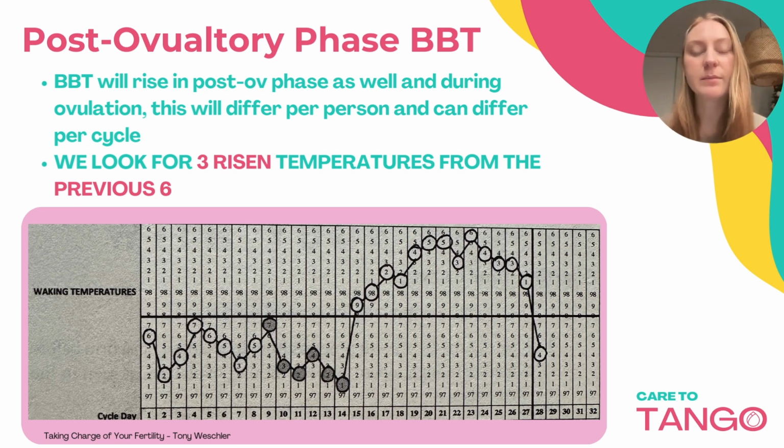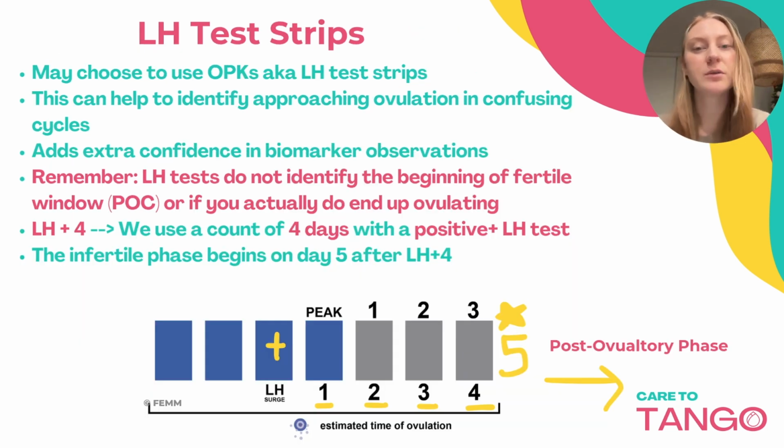But again, you need to match this up with your cervical mucus, your LH test strips, and if you're using it, cervical position. Remember that your fertile window will extend to the farthest extension until you can confirm you are definitely in your post-ovulatory phase. Again, you might choose to use LH test strips to help confirm your fertile window, and this can help you to identify the approaching ovulation in confusing cycles. Remember that LH tests cannot identify the beginning of the fertile window, so they can't identify your POC, likely you'll be fertile before you actually get that positive, and they also can't identify if you do actually end up ovulating.